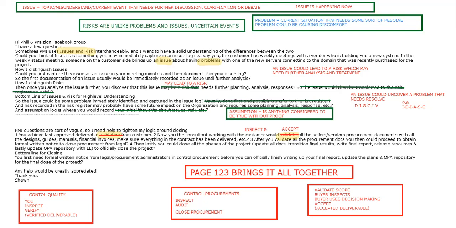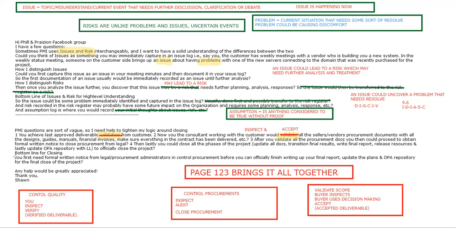They could give you a question that says, oh, you forgot to get this signed and you've already closed out the project. You've already closed out the procurement. So what do you do? All right, so let me read what else you have here. You said, then lastly, you could close out all the phases of the project. Lastly, you should update the lessons learned repository, definitely.